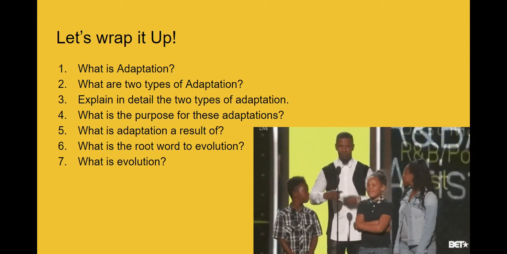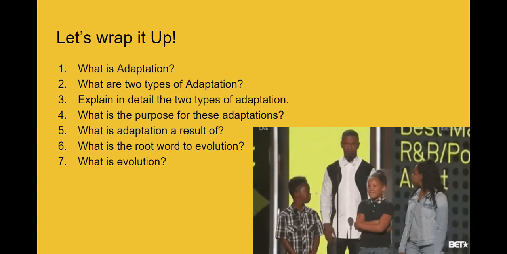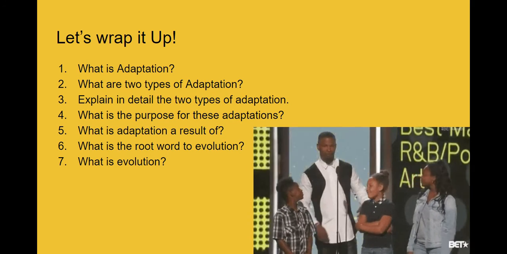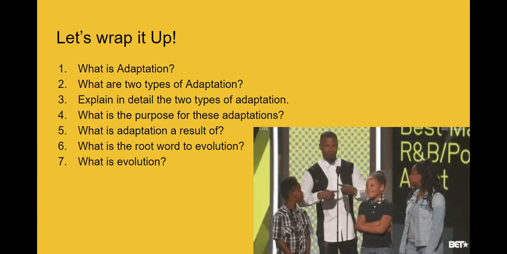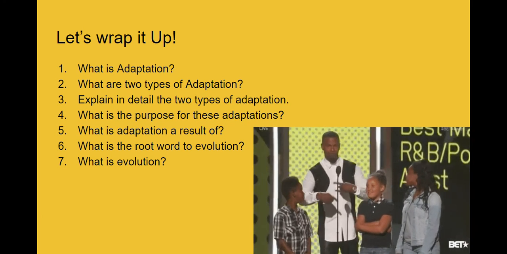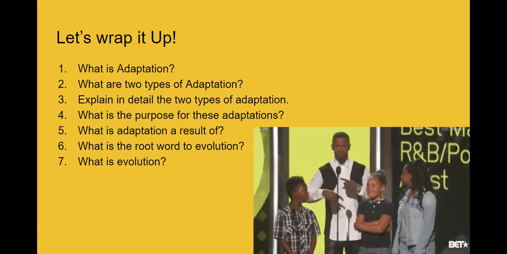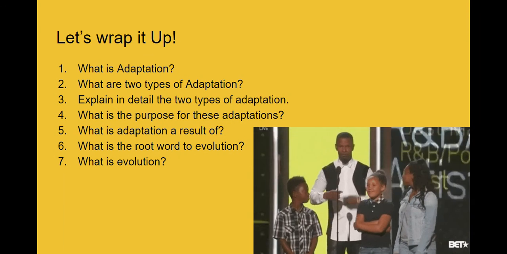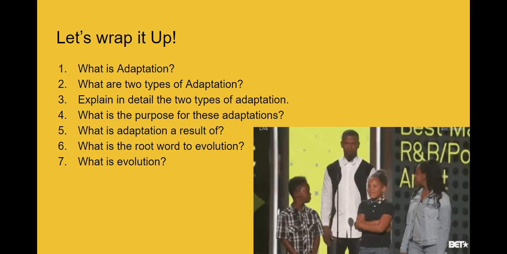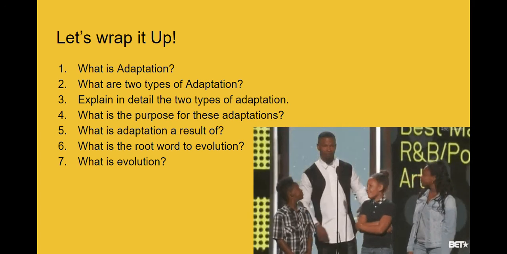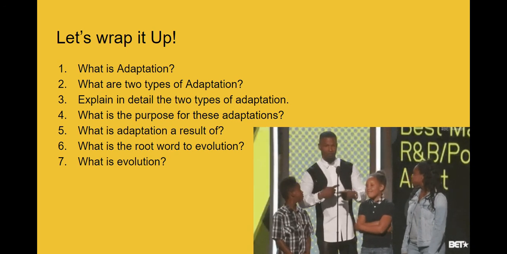Miss Spencer, what is the root word of evolution? The root word of evolution? Mm-hmm. Evolve. You guys know what it means to evolve. And the last question, but nevertheless, what is evolution? Evolution is a change in the species over time, meaning certain species change due to the conditions that they live in. It could be a food source that they need to change that causes them to change. It could be the environment that causes them to change.